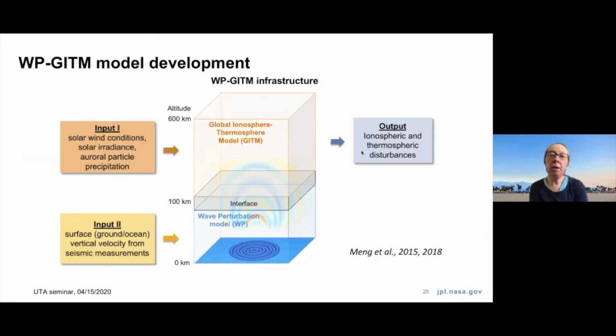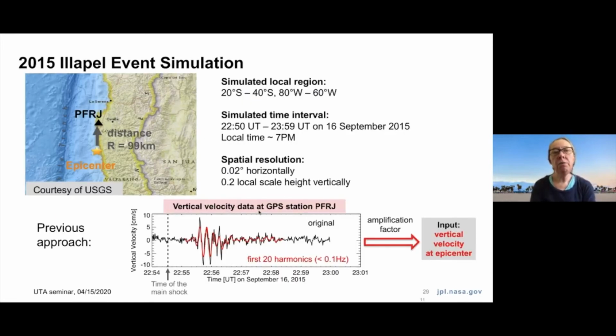Also, Xin Meng in my group led an effort to develop a wave perturbation model to link disturbances on the surface, through vertical velocity measurements, with input or lower boundary conditions to GITM, to be able to drive GITM directly by measurements of ground disturbances. This WP-GITM infrastructure has been published and is still under continuing development. Basically, this WP model is a semi-analytical model which helps propagate waves from the surface to the lower boundary of GITM. This is an example of an event simulation, which was the Chile earthquake that happened in September 2015, and local time was 7 p.m.